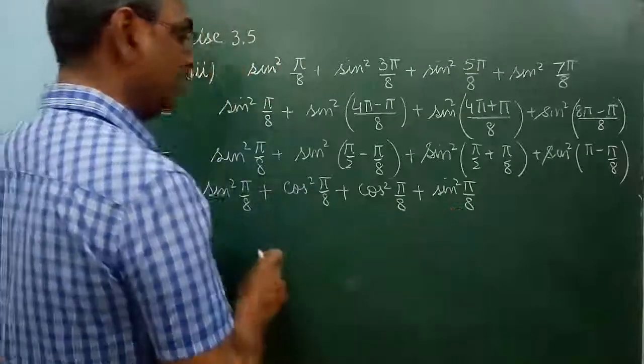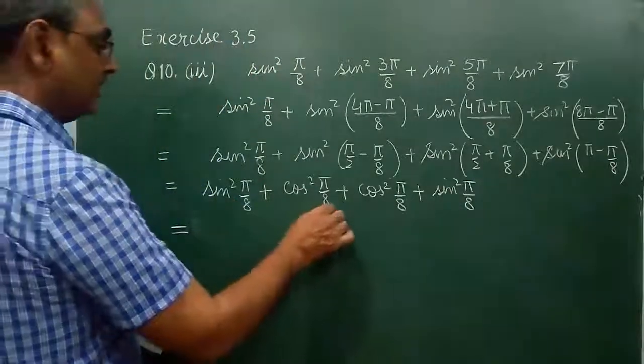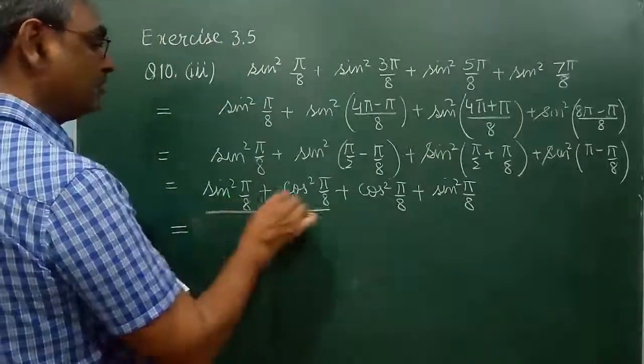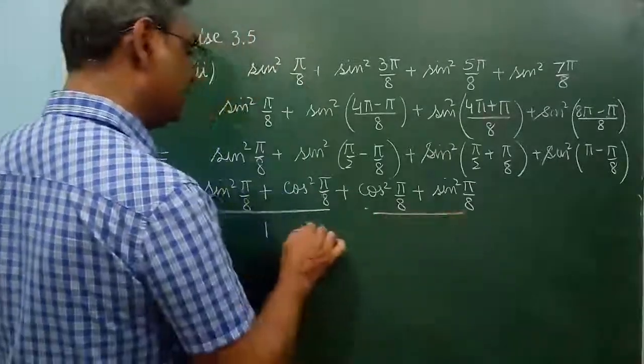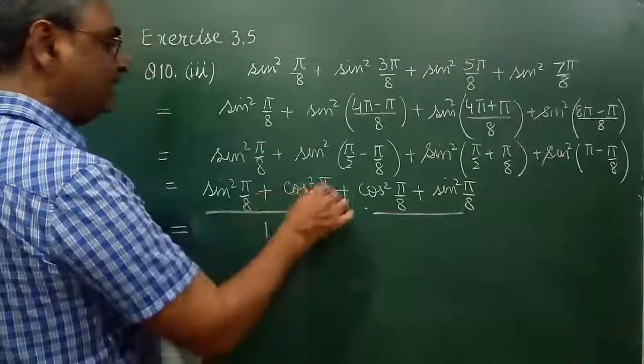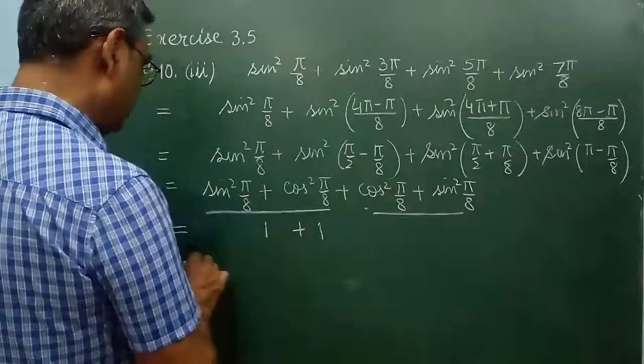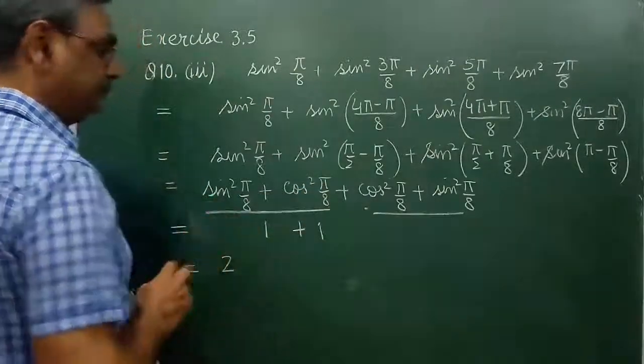So here we have got this. Now sine square theta plus cos square theta is 1. Cos square theta plus sine square theta is 1, where theta is pi by 8. We can take it to be theta. So the answer will be 2.